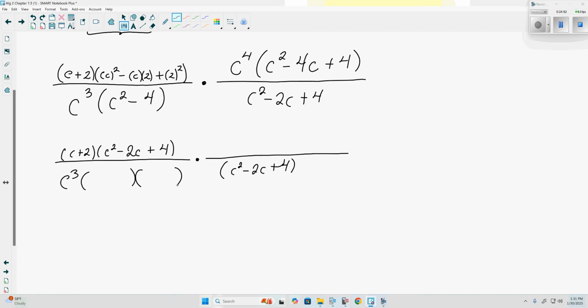Let's factor the other two. C squared minus 4 is a what? Difference of perfect squares. So it'd be what? C plus 2 and c minus 2.